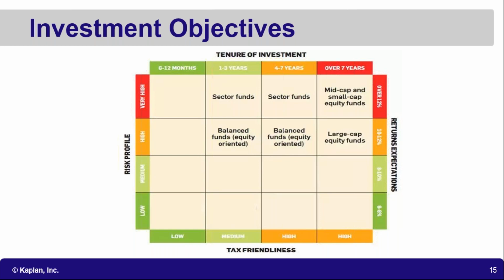If someone's going to invest over 7 years with a high risk profile, large cap funds are a good way to go for people. Again, those are the large companies. You can buy equity funds, either mutual funds or ETFs that are like that, and give people more of a long-term approach and make money over a longer period of time.